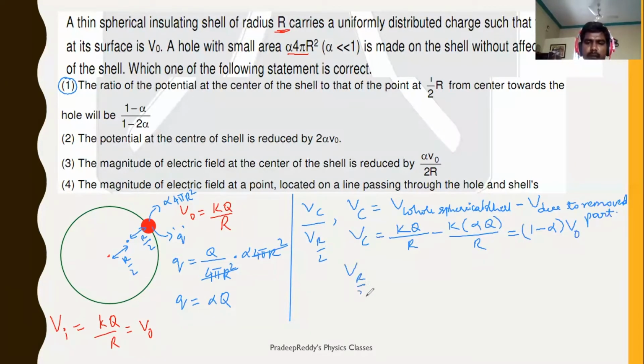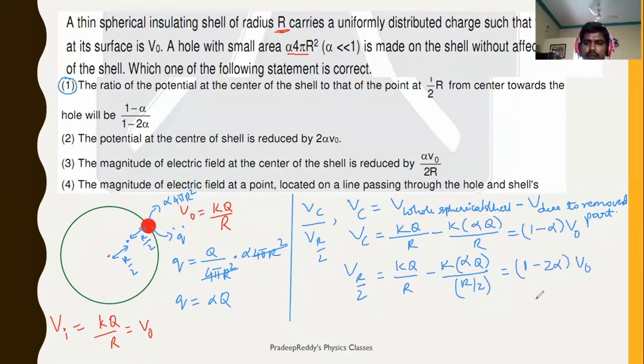Now coming to the potential at a distance R by 2. However, for the whole spherical shell, inside, the total potential at any point will be the same as at the center. So I will be writing it as KQ divided by R as it is, minus K into alpha Q divided by, since you are finding potential at a distance R by 2 from the center, so the distance you need to take is R by 2. This is equal to 1 minus 2 alpha into V0.